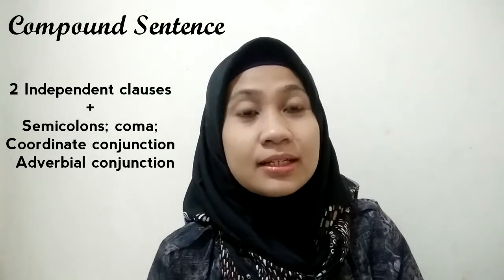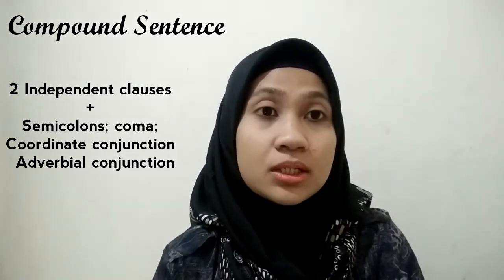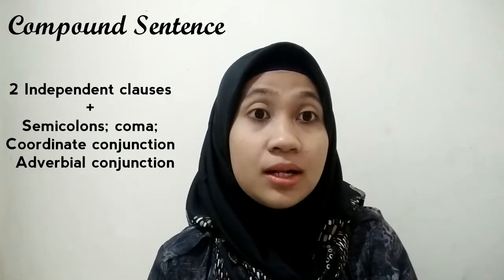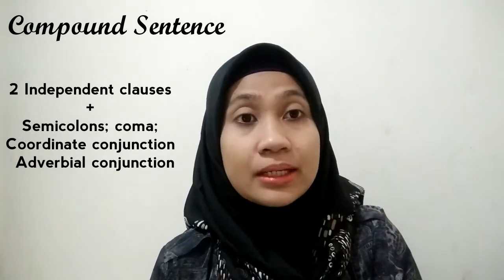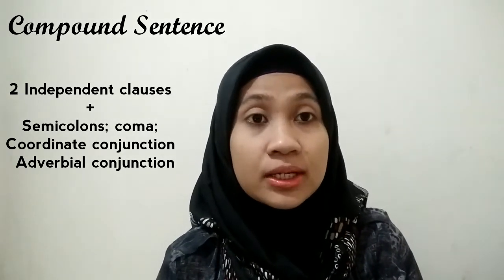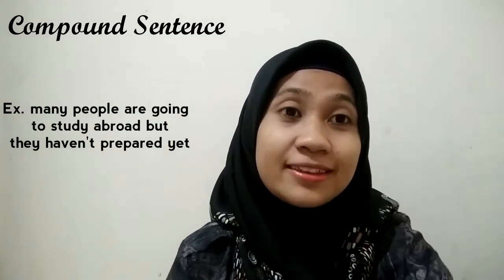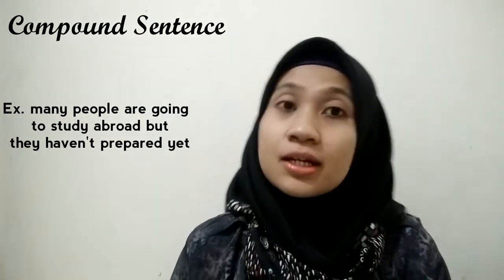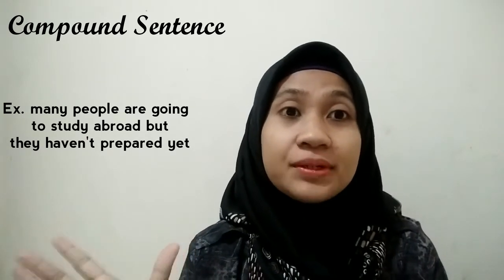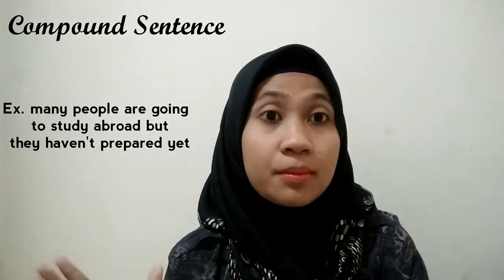Now let's begin with compound sentences. Basically, a compound sentence is a kind of sentence which consists of two independent clauses, and we can also combine them with several things, for example a semicolon, a comma, a coordinate conjunction, and also an adverbial conjunction. So here's an example of a compound sentence. Many people are going to study abroad, but they haven't prepared yet. This kind of sentence belongs to compound sentences.